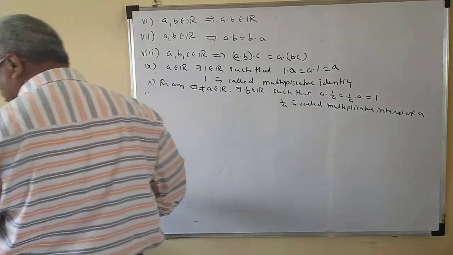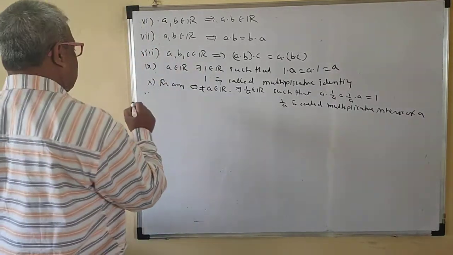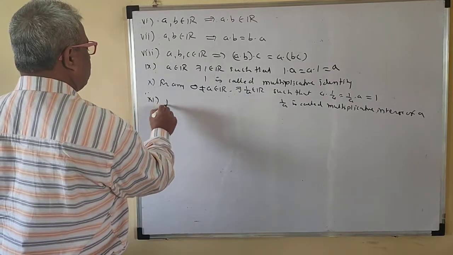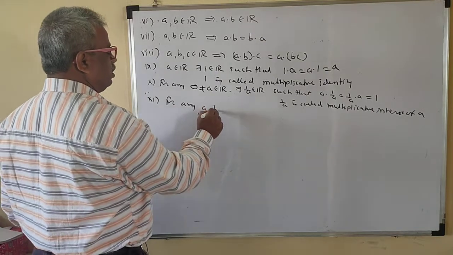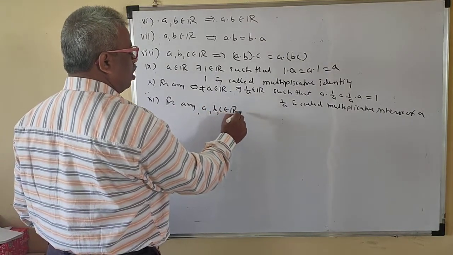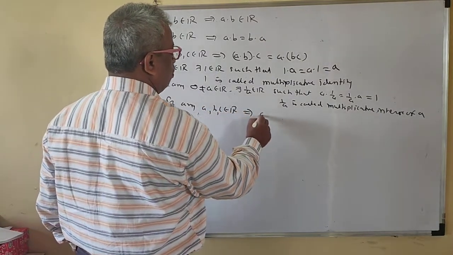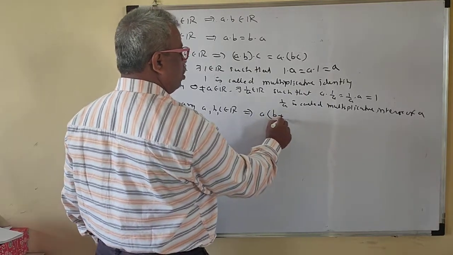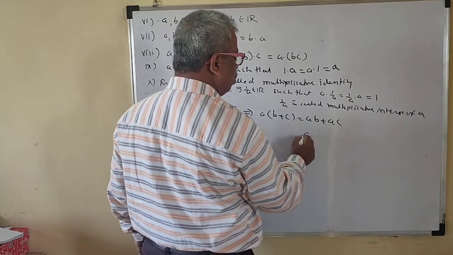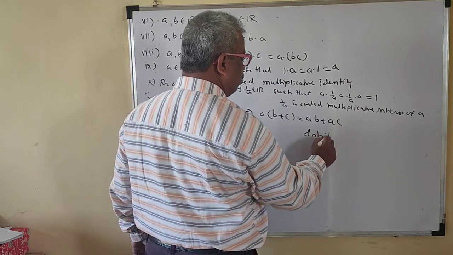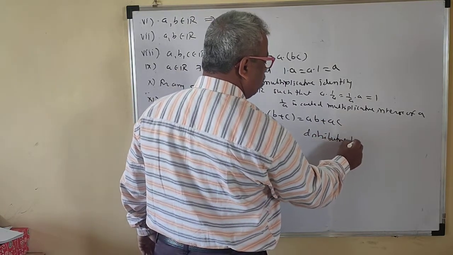Okay, so these are the ten, and the last one is that for any a, b, c belong to R, a into b plus c is equal to ab plus ac. This is called distributive law.